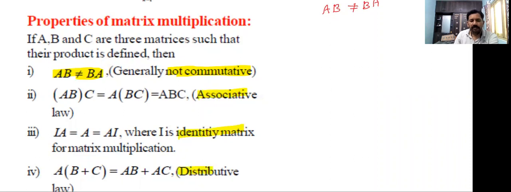identity, and distributive law also. So (AB)C is equal to A(BC) is equal to ABC. Matrix multiplication is associative. IA, AI is equal to A only, so I is the identity matrix. So here matrix multiplication exists.